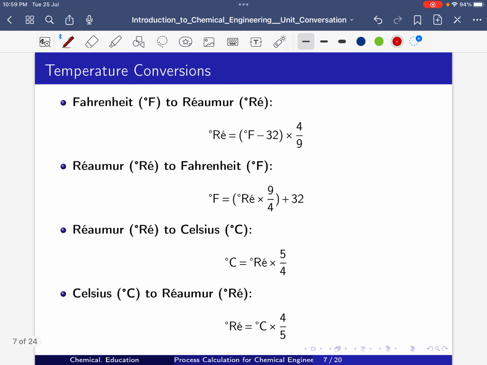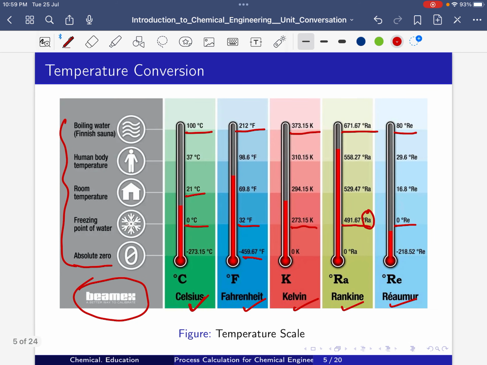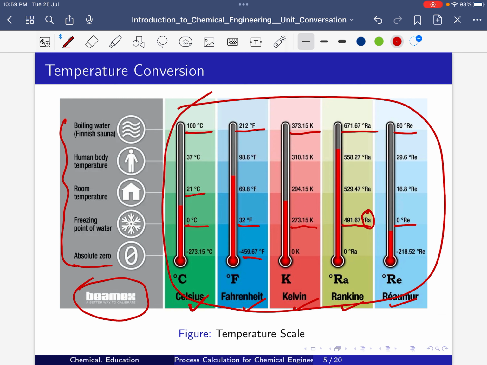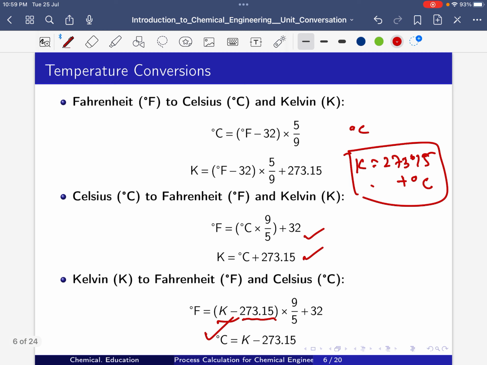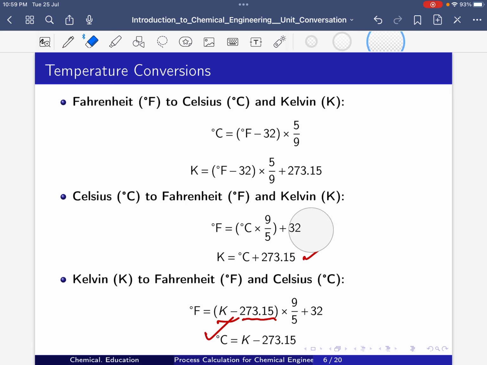Similarly here, Fahrenheit to Reaumur, Reaumur to Fahrenheit, then Reaumur to Celsius, Celsius to Reaumur. So all these correlations are given. You can remember them, or you can formulate them. If you know this picture, you can formulate all these equations, because it is that scale minus the freezing point of water, divided by the boiling point of water minus the freezing point of water. I'll write it here. So how do you formulate this? Remember that the formulation is like that.